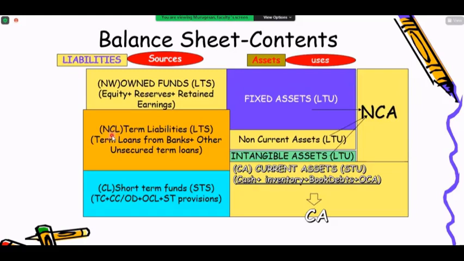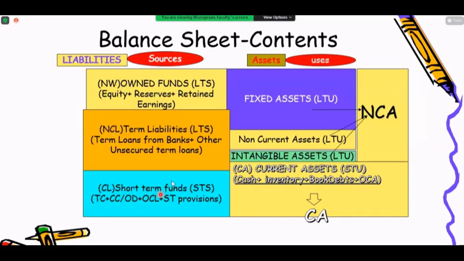So here NCL means any loan or any dues to others, payable or repayable after 1 year. Within 1 year, it will become current liabilities. After 1 year, it will become non-current liabilities. If it is their own funds, it will become net worth.